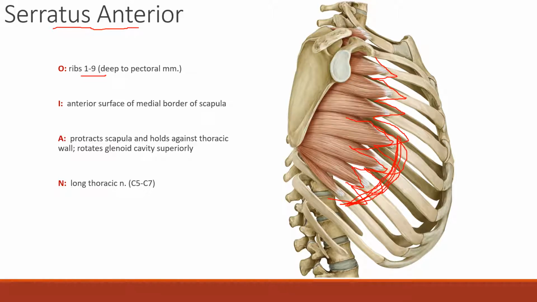This is sometimes called the boxer's muscle because the main action of this is bringing the scapula forward, protracting the scapula. If you think about pushing your arm out forward as far as you can, you're going to have to use serratus anterior to adjust the scapular position so you can reach your arm forward, as in throwing a punch. The innervation of this muscle is through the long thoracic nerve, and that's another one we're going to look at in detail because it has a kind of special course.